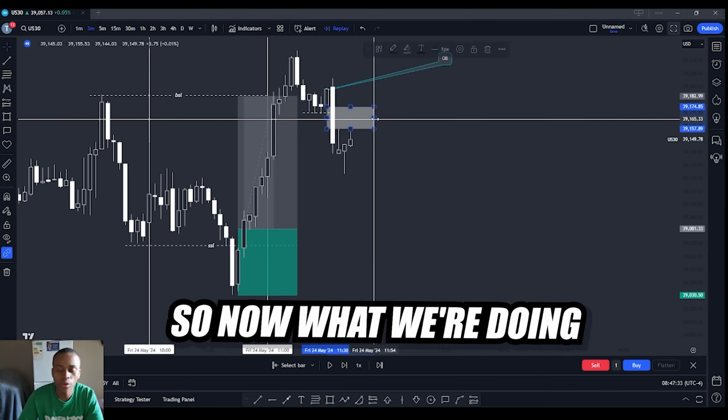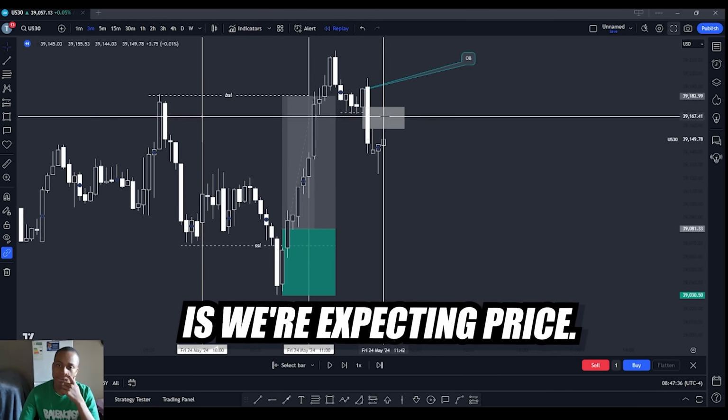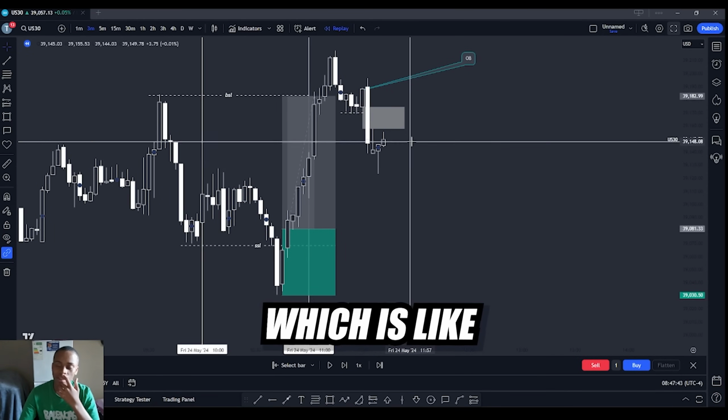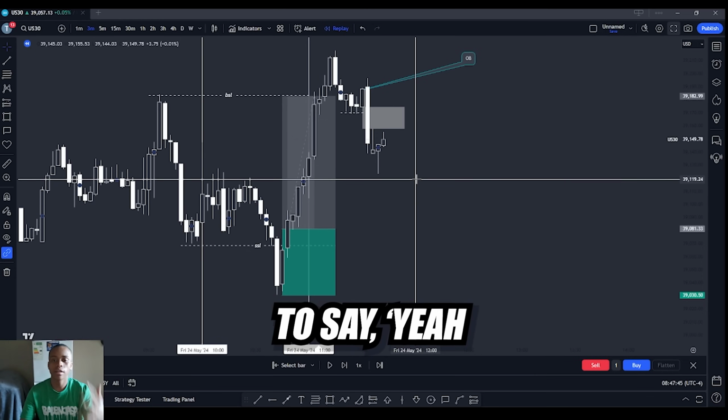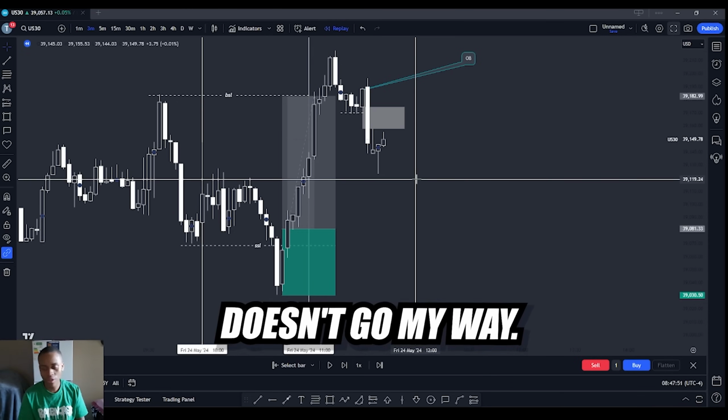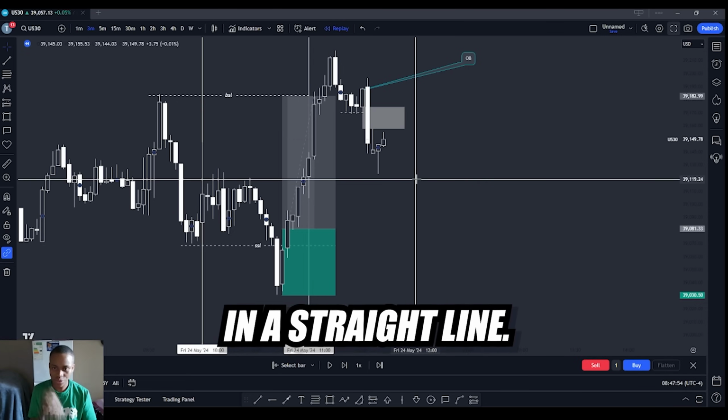So now what we're doing is we're expecting price to fill this fair value gap, which is next to an order block, which is enough for me to say, yeah, I'm taking this trade. This is a banger trade. If it doesn't go my way, it doesn't go my way. That's how the market works. It doesn't move in a straight line.